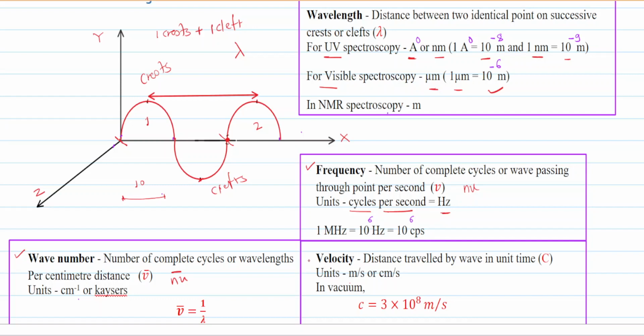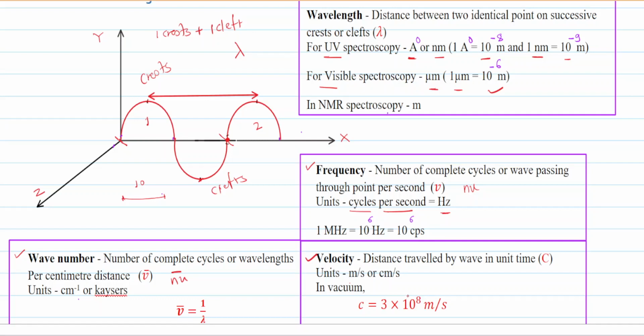The next characteristic is velocity. Velocity is nothing but the distance traveled by any wave in a unit time. It is denoted by the symbol capital C, and its unit is meter per second or centimeter per second. The velocity of light is found to be c equal to 3 into 10 raised to 8 meter per second. The velocity depends upon the medium through which the electromagnetic radiation is passing.